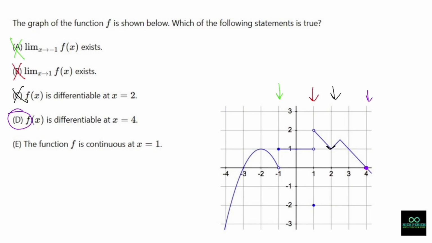Now let's just take a look at E because why not? Let's throw an extra minute or two into this problem. The function f is continuous at 1. At 1, you can see that it's broken up into 3 different pieces, so that's definitely not going to be true, so E ain't it.